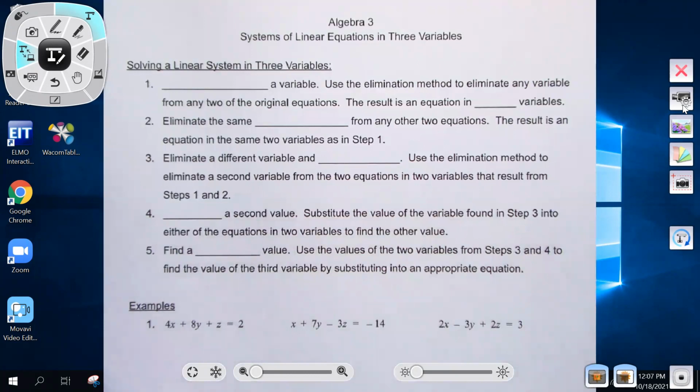Okay, so last week and a little bit before that, actually, we looked at solving systems of equations. Those equations just had an x and a y variable. Now we're going to look at equations that have x, y, and z. So we're going to solve systems.